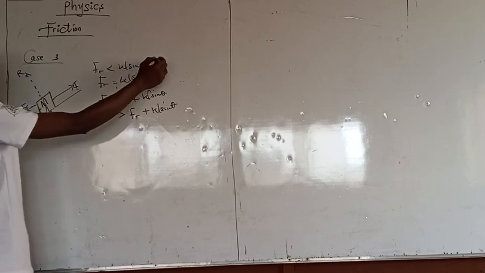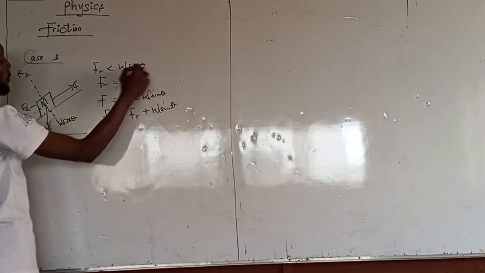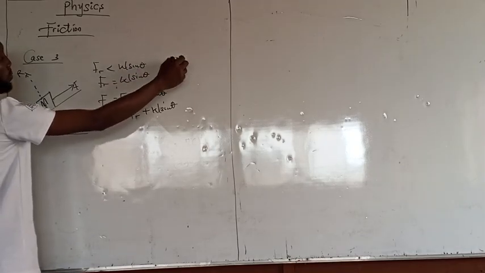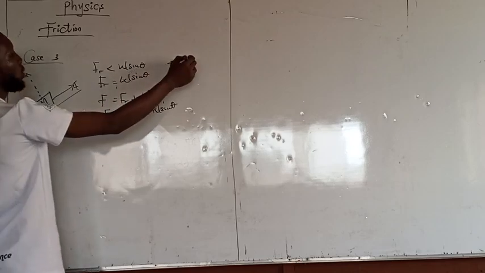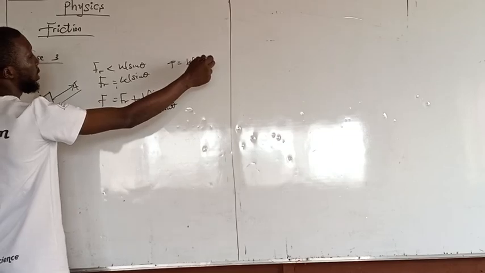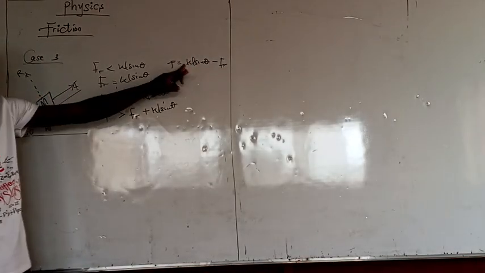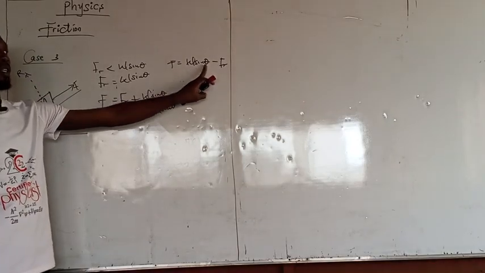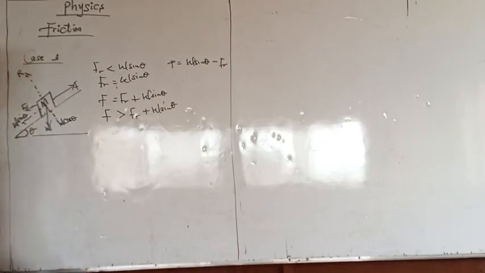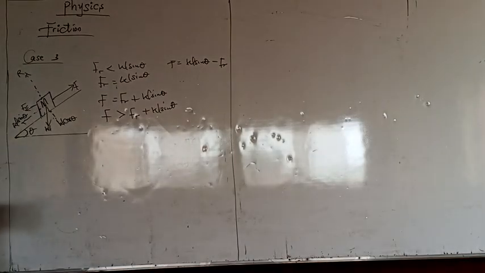So all you have to do in this case now is that your total force required to make it stable will be equal to W sine theta minus frictional force. That is in the situation where this is greater than frictional force. So that is our case 3.